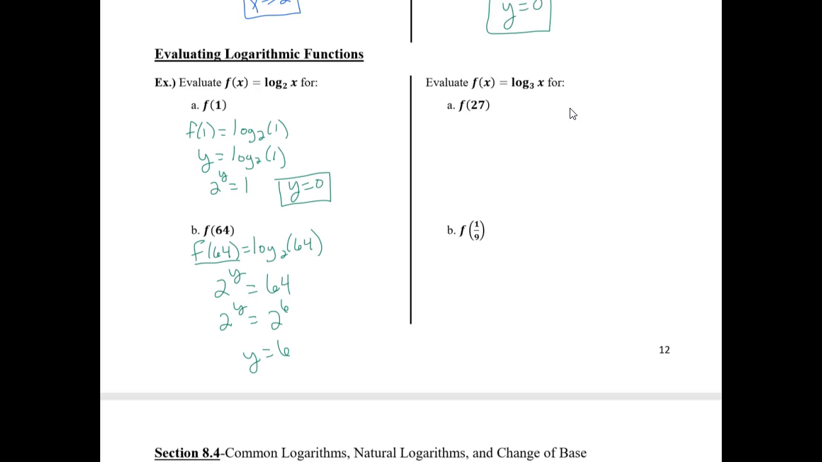And for both of these, if I wanted to rewrite it in function notation, this is really f of 1 equals 0, because I'm replacing y back into my function notation. And then part B would be the same thing as saying f of 64 equals 6. So again, just going back to that function notation. Go ahead and try the 2 examples on the right-hand side.